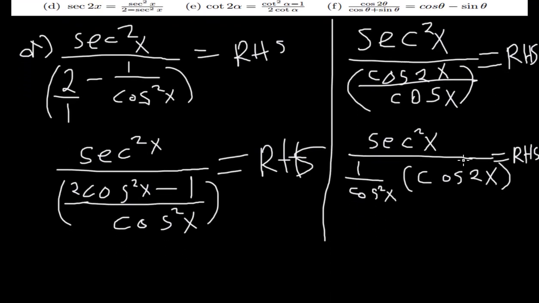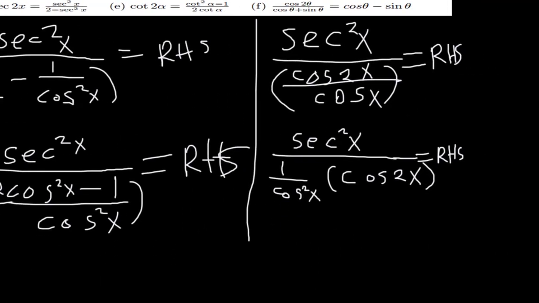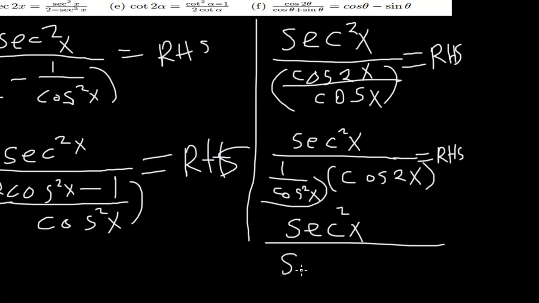Right, let's see what we can do. So from there you can see that 1 over cos is sec, so I can write my sec squared on top, then everything divided by this part here, which is also sec squared x. Then I'll just write this the way it is, cos 2x, being equal to the right hand side.